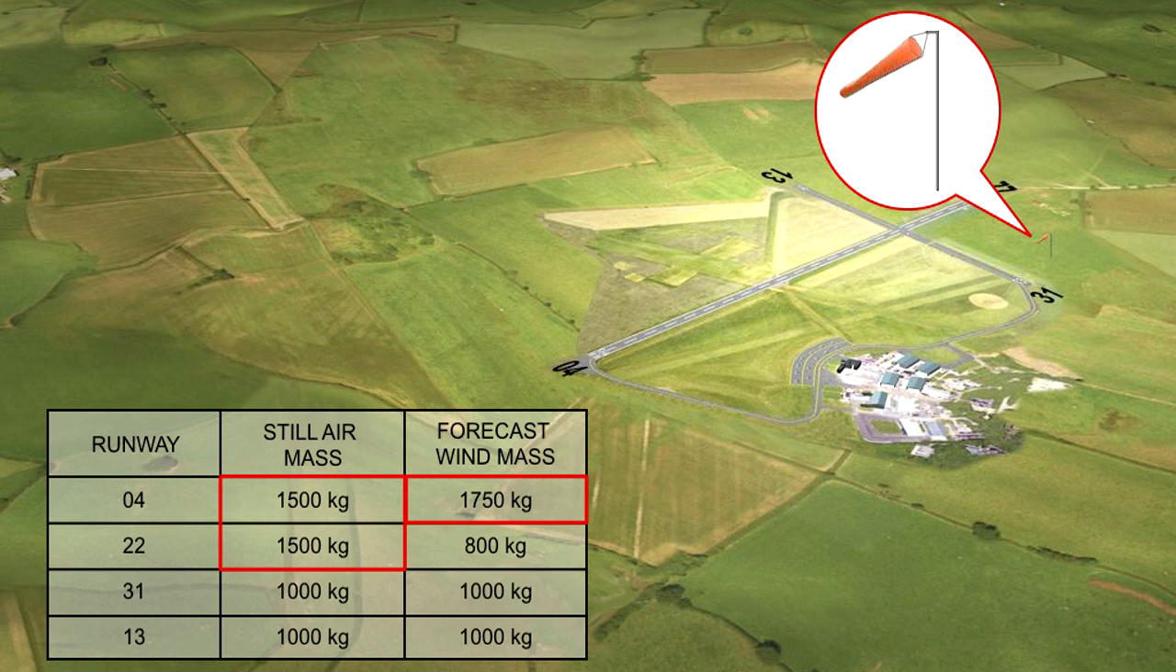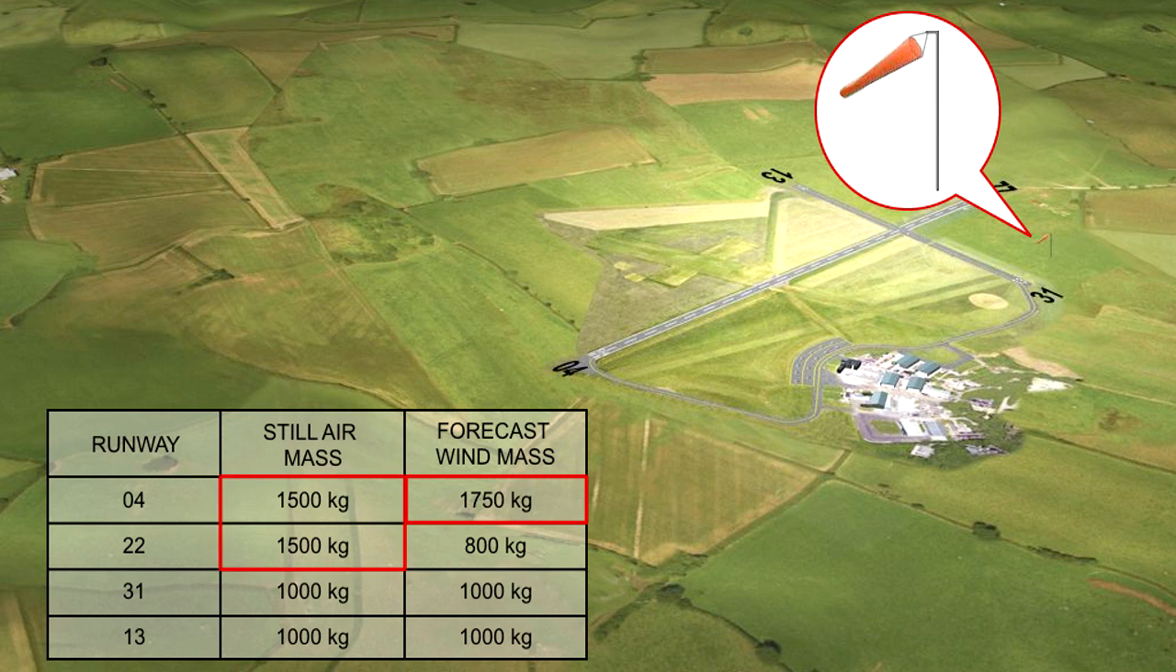Now we need to consider what to use as the dispatch mass of the aeroplane. If the aeroplane was dispatched at 1,750 kilograms, and then, on arrival at the airfield, the wind was less than forecast, the aeroplane would not be able to land. Therefore, the aeroplane must be dispatched with a mass of 1,500 kilograms. Dispatching the aeroplane with this mass would mean that, no matter what conditions prevailed at the destination airfield, the aeroplane will have a mass that will allow it to land at the airfield.